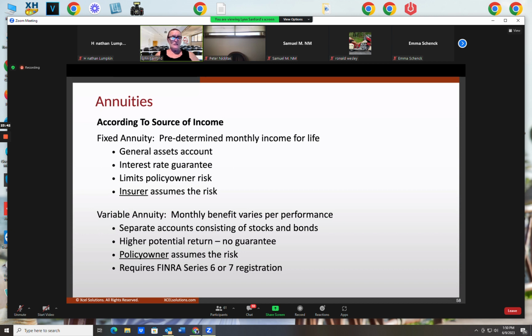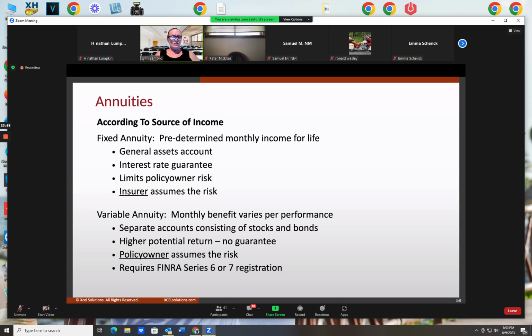If it's a balance fund, it gives you higher potential return. Not higher guaranteed return, because there is no guarantee on a variable product, ever. Only higher potential return, because there's no guarantee of anything in a variable product.